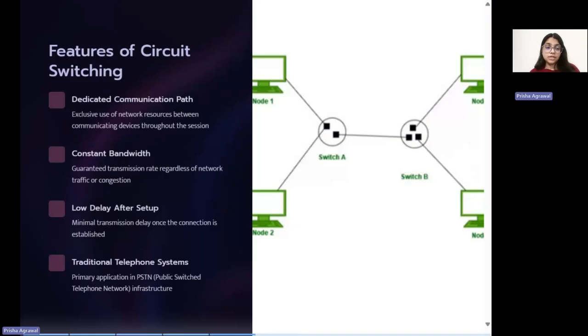The third feature is low delay after setup. Once the circuit has been established, the data transmission occurs smoothly with minimal delay. However, circuit switching has certain limitations. If the user stops transmitting the data temporarily, the communication channel remains reserved even though no information is being transmitted. For traditional telephone systems, the primary application is in PSTN, which is the Public Switched Telephone Network infrastructure.